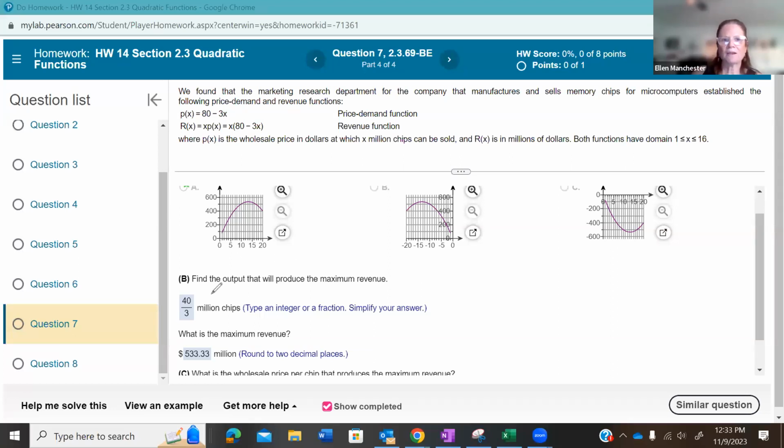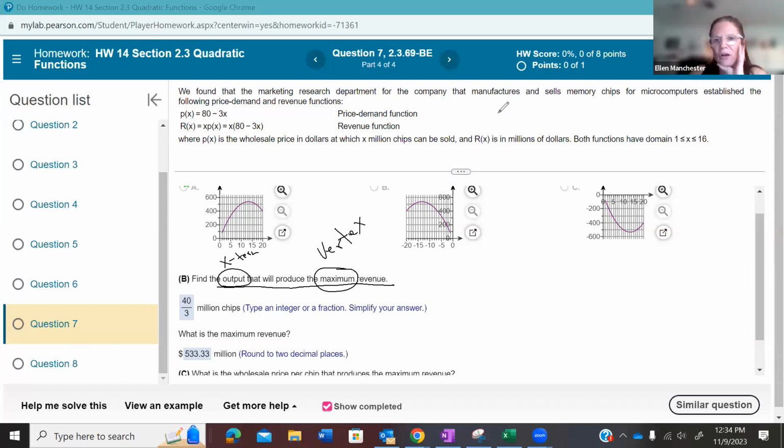Okay, so here are the keys. More terminology that will make your life easy. When you see the term maximum revenue, think vertex. When it asks for the output, this is the x term of your vertex, right? The number of products. That's what it's asking for. How many products do I need to get maximum revenue?